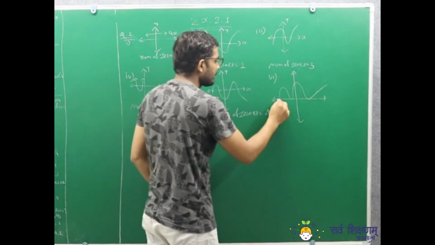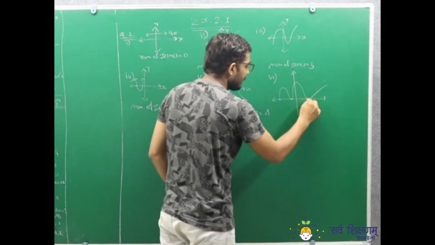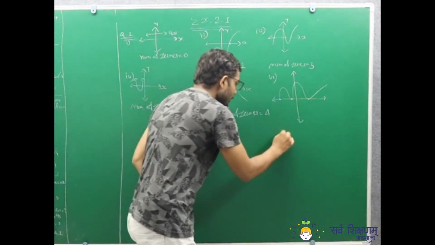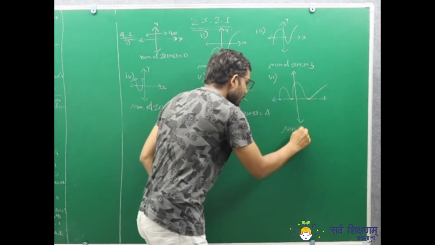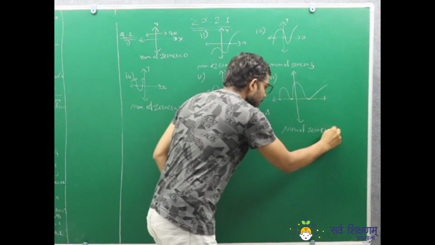And the last: you can see here the graph touches 1 time, 2 times and 3 times. Therefore it is a cubic polynomial and the number of zeros is 3.